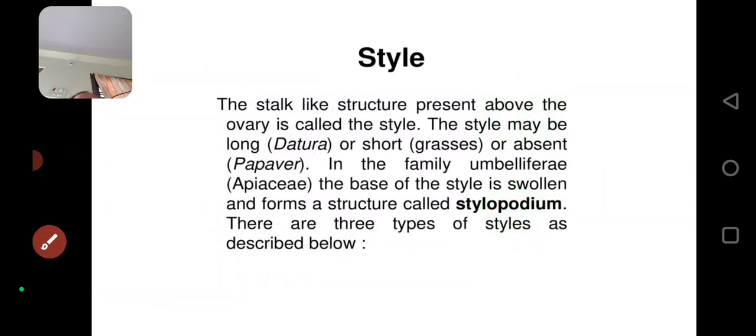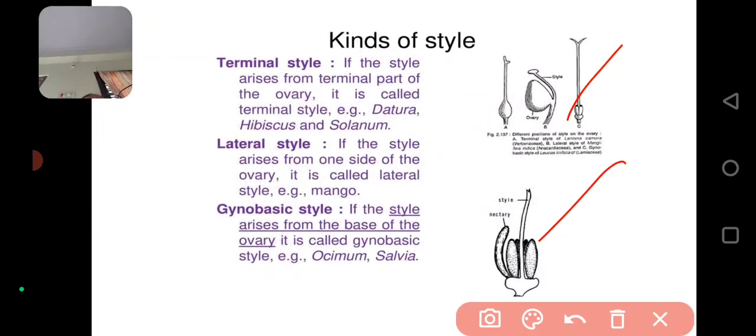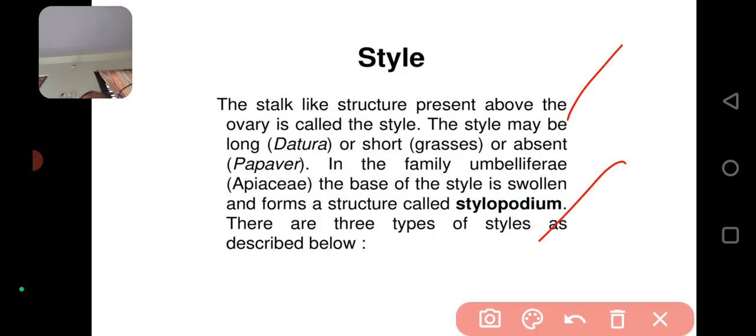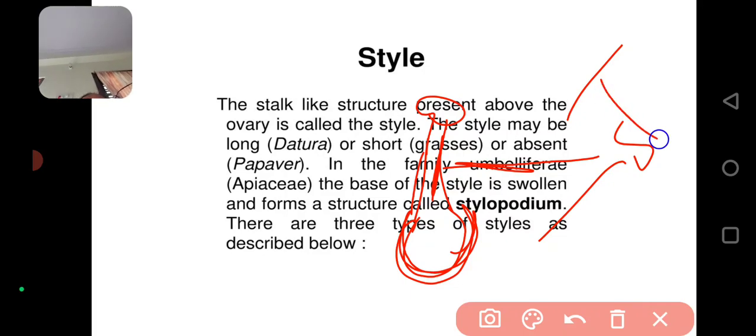Next one is style. The stalk-like structure present above the ovary is called the style. This is the ovary, style and stigma. So the stalk-like structure present above the ovary is called the style. This is the style, this is the ovary.